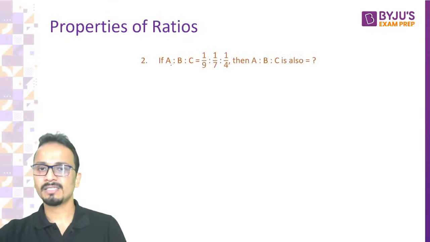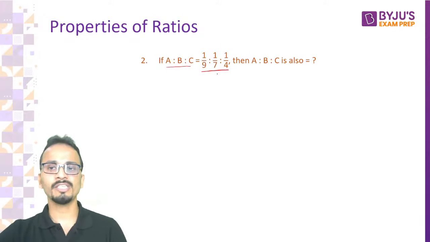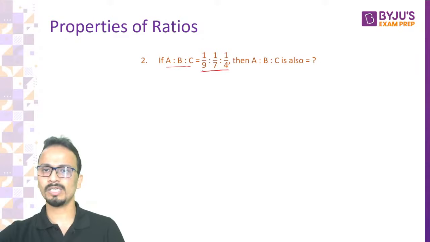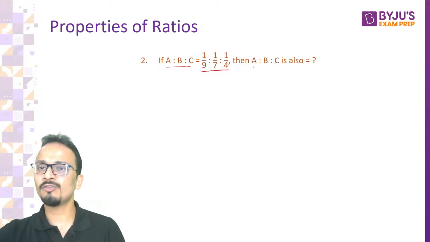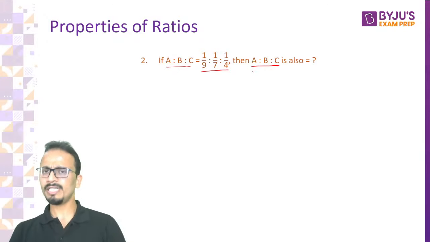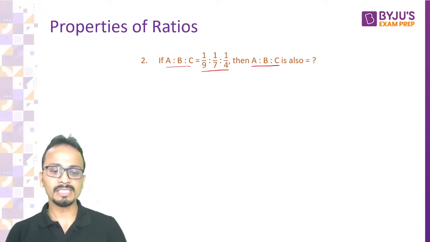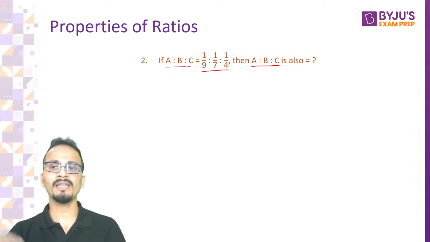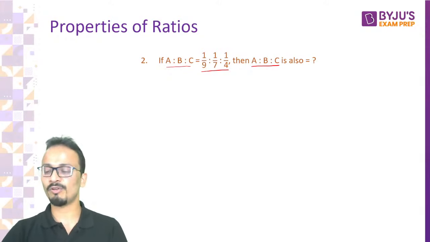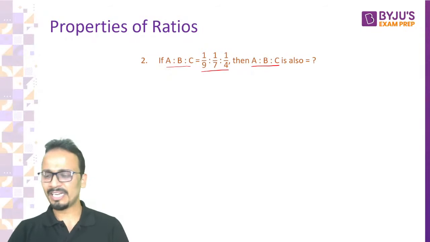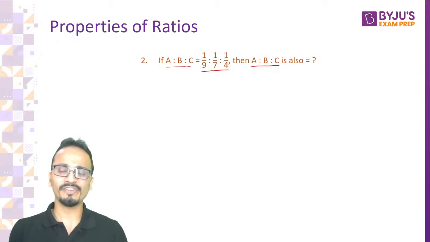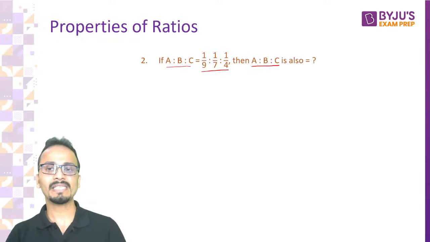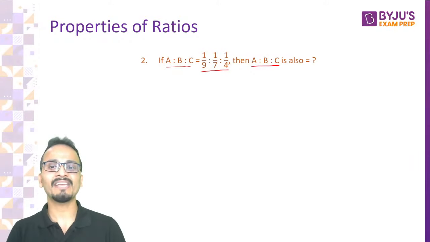If you are given that A is to B is to C is 1 upon 9 is to 1 upon 7 is to 1 upon 4, then we have to find the simplified ratio of A, B and C. Already the ratio is given, but as you can see, the ratio is given in the form of fractions: 1 upon 9 is to 1 upon 7 and 1 upon 4. Now it is understood that it gets very difficult for us to solve the questions when things are given in fractions.